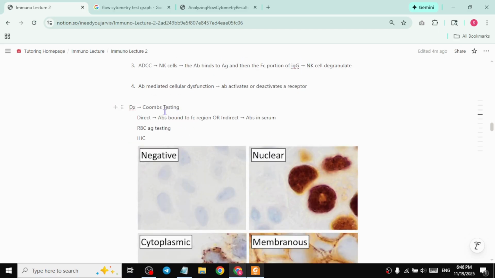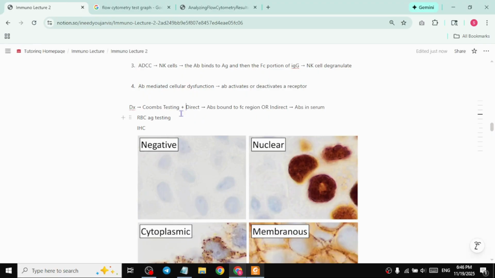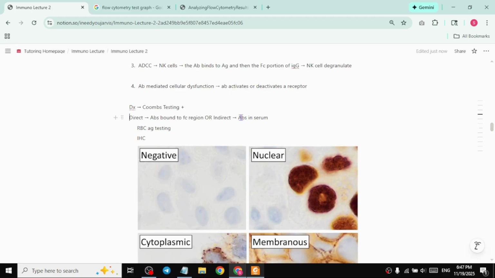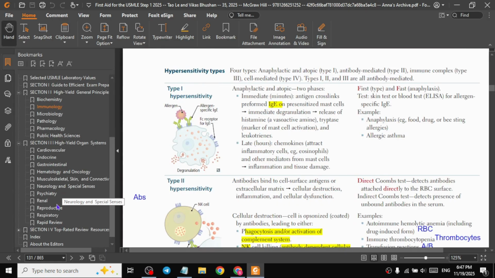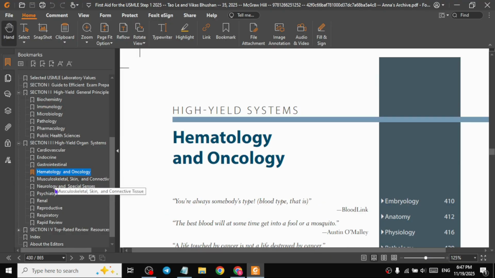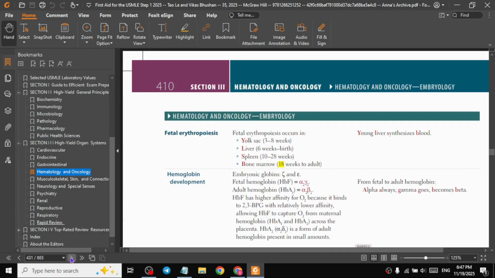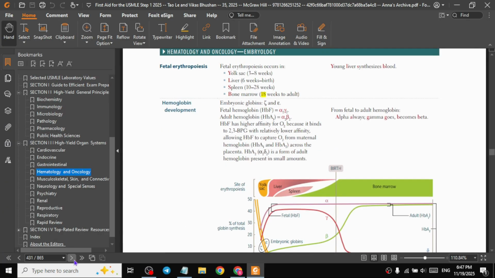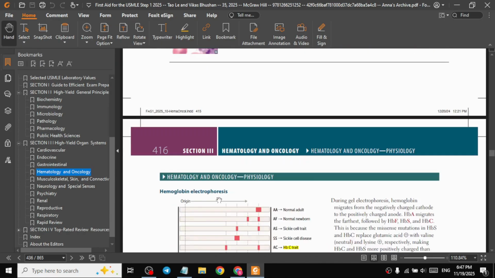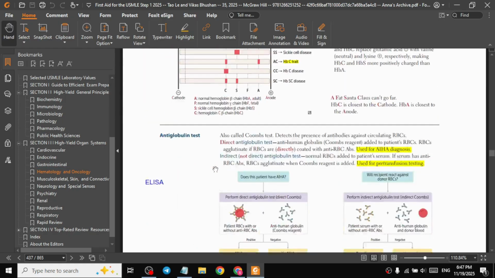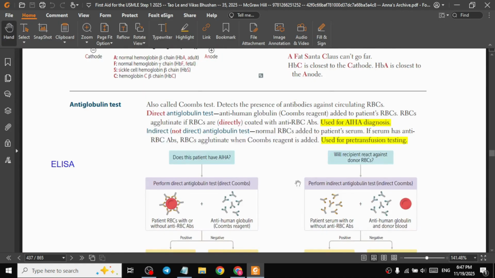Now, I've given you a couple of testing. If we need to discuss it, we can. Usually, Coombs testing is the main thing that we're going for, right? The Coombs testing is that you have two ways of actually approaching the antibodies, right? So I'm just going to go to heme for a second and show you the stuff again. Yeah. So page is 416. Just make sure you understand everything that's going on here.